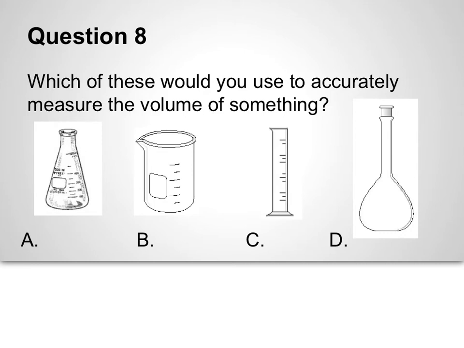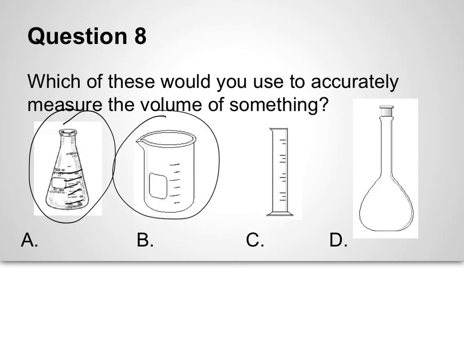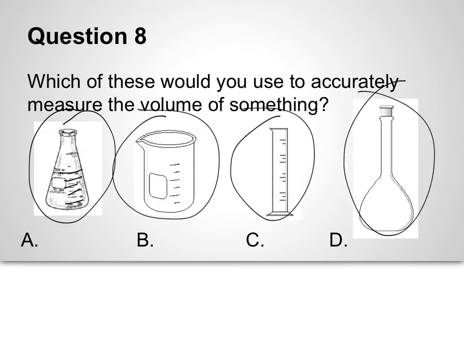Which of these instruments would you use to accurately measure the volume of something? All of these can be used to measure volume because they're all containers that have markings on them. This is called a flask, an Erlenmeyer flask. This is called a beaker. This is a graduated cylinder, and this is actually called a volumetric flask, just a different type of flask.